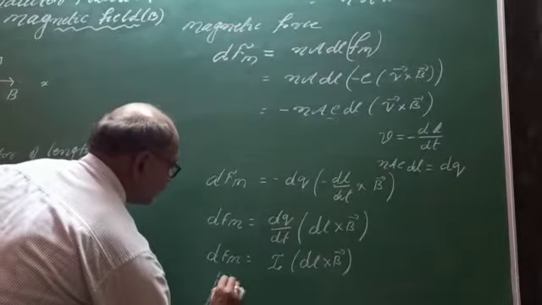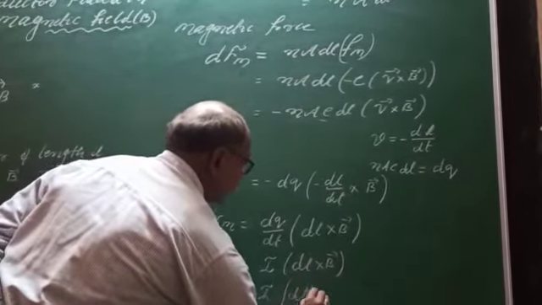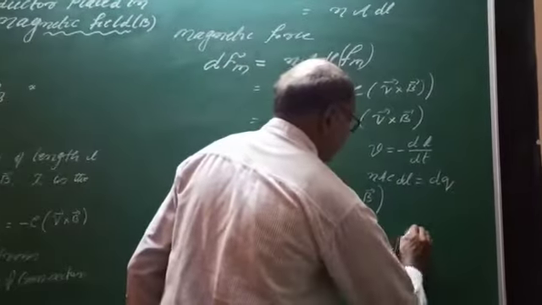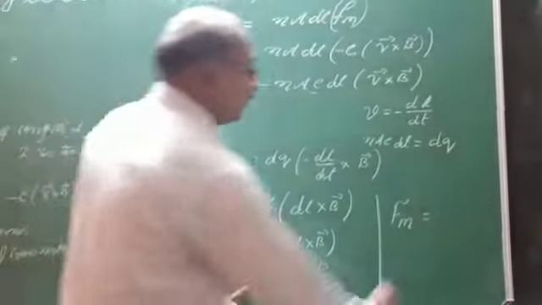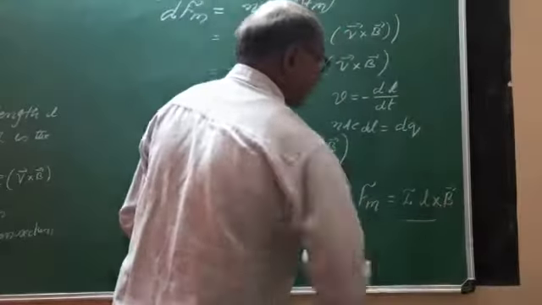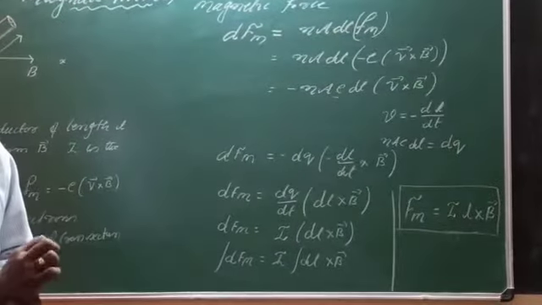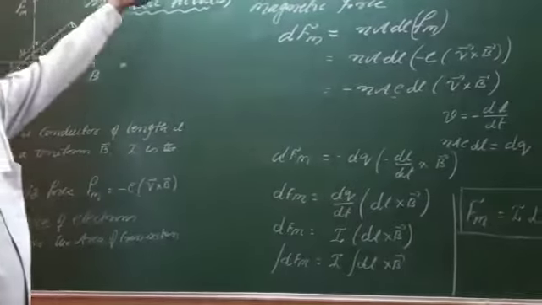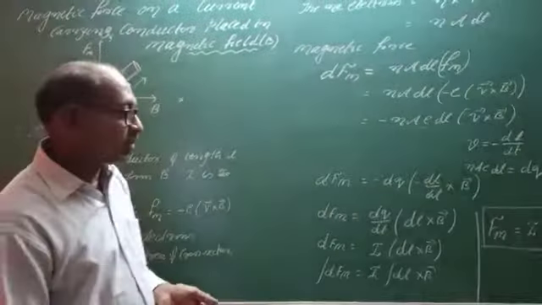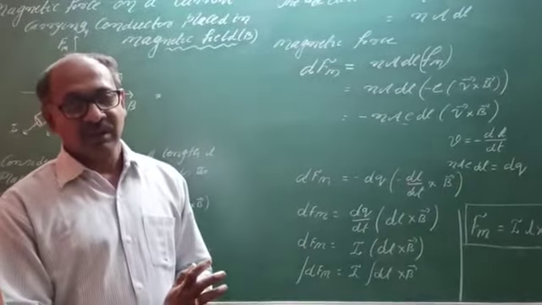Integrate this. dF_m is equal to I, taken outside, into dl into B. So on integrating, we get F_m is equal to I times the integral of dl, which is l, into B. So this is the magnetic force when a current carrying conductor is placed in a uniform magnetic field. Therefore, F is equal to B I L.